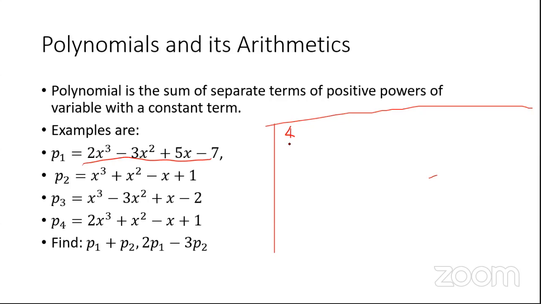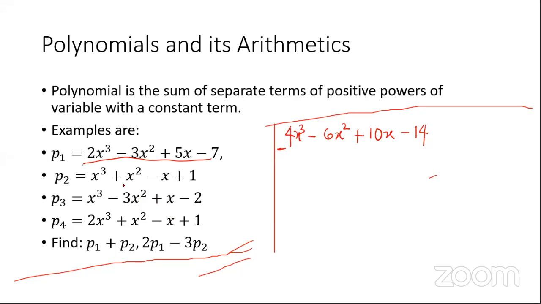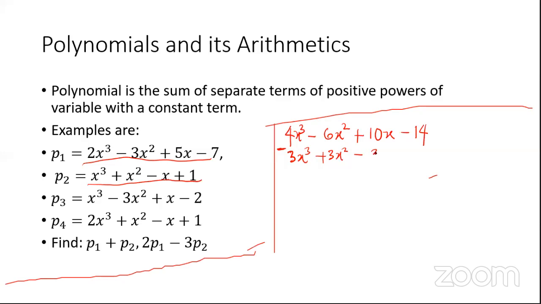I'm going to have 4, 2 times 2, that's 4x raised power 3. Multiply 3 by 2, I'm going to have 6x squared. Multiply 5 by 2, I'm going to have 10x. And I'm going to have what? 14. Minus 3p2. So multiply everything here by 3. I have 3x raised power 3 plus 3x squared minus 3x plus 3.